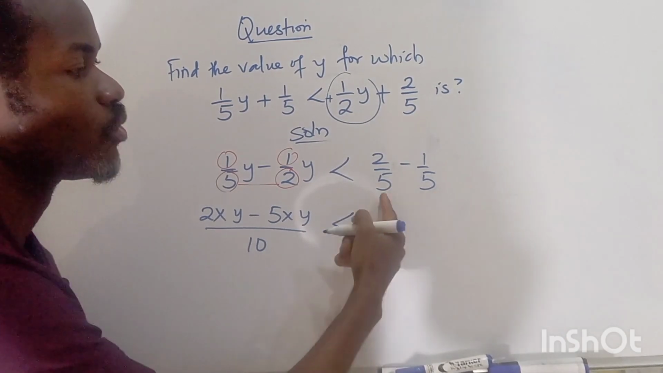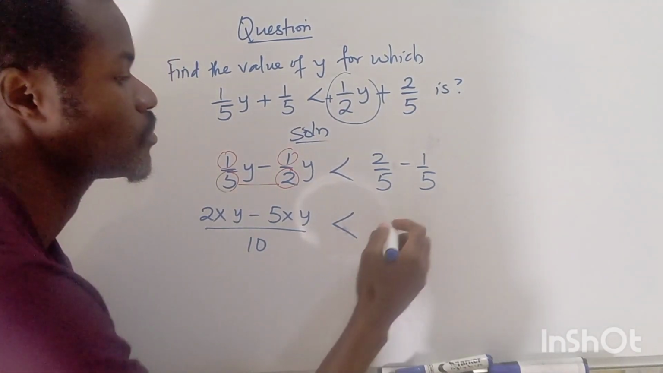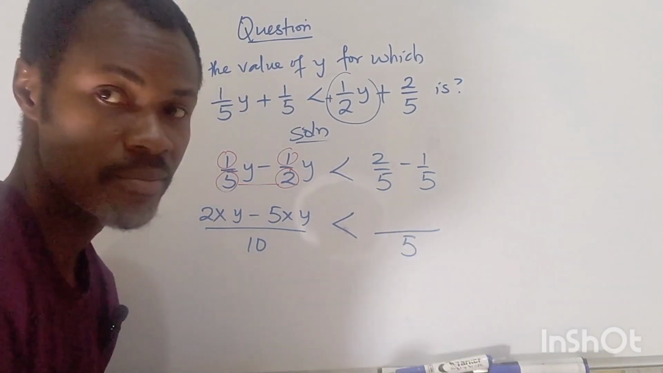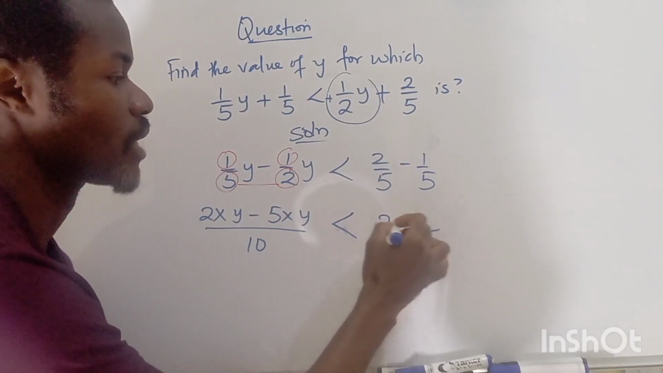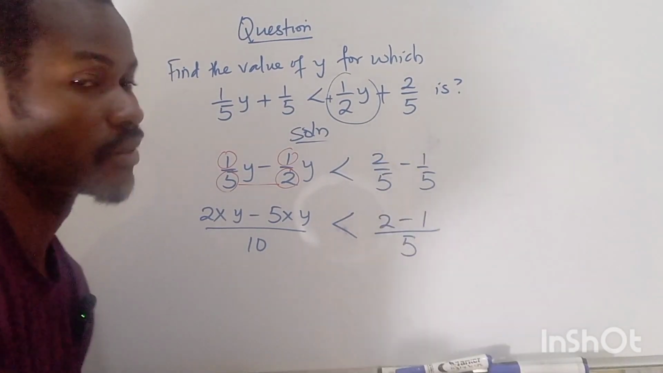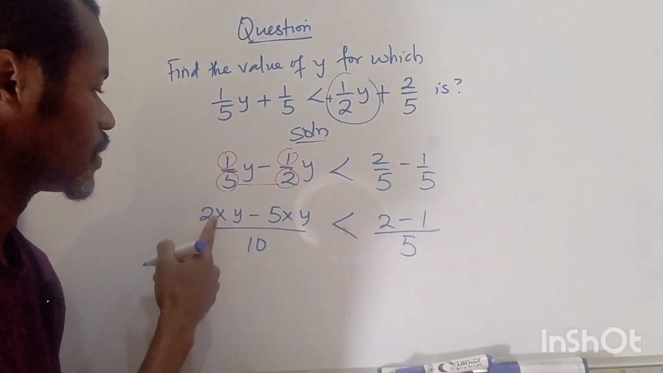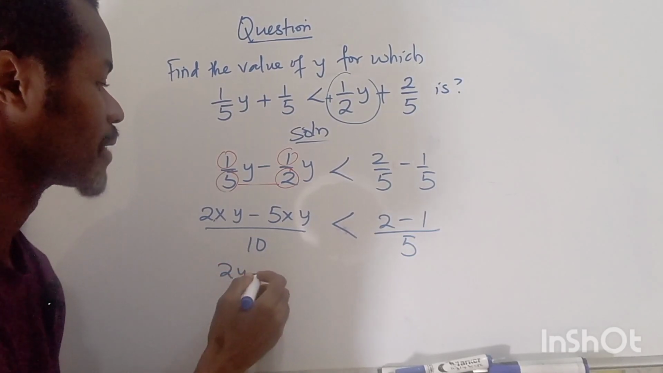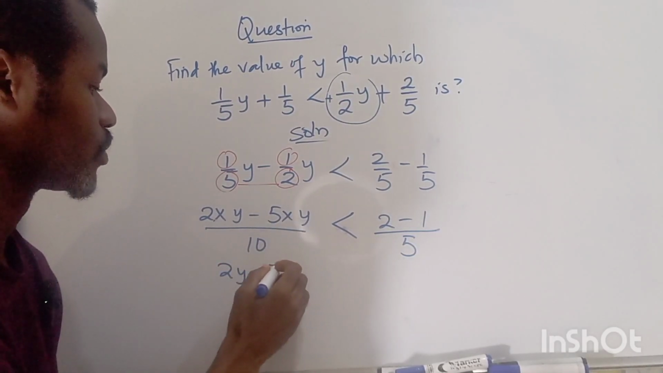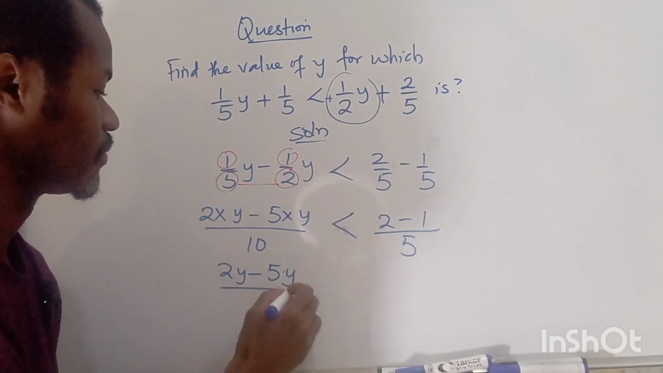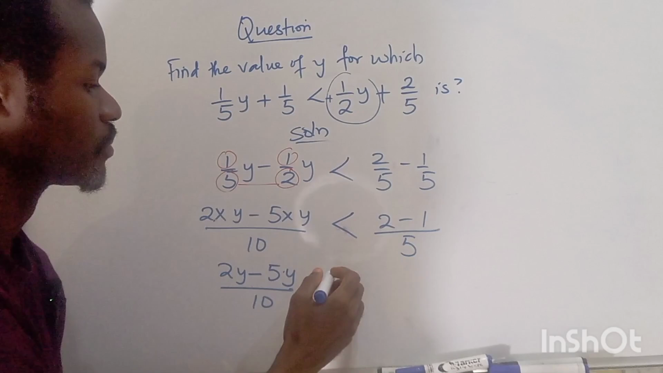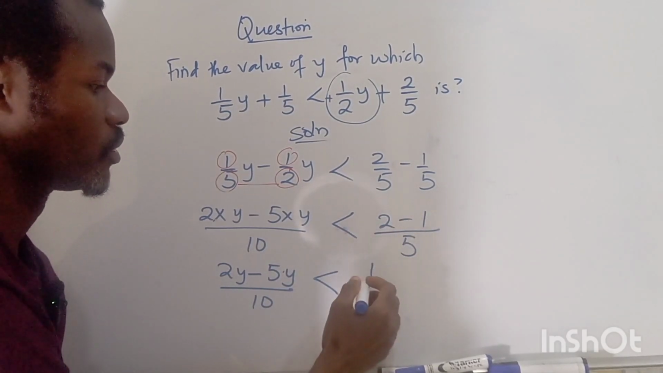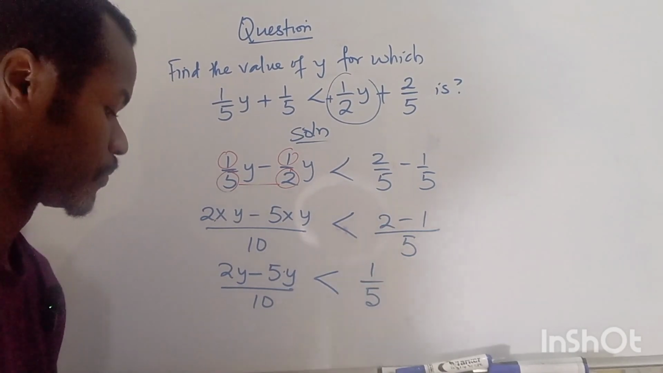Now since these are what? The same denominator, equal denominator, so we are going to bring 1, which is the LCM. And we are simply going to subtract the numerator. Now 2 times y is 2y minus what? We have this as 5y divided by what? 10 is less than 2 minus 1, which is 1 over what? 5.